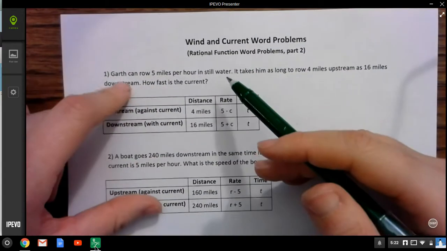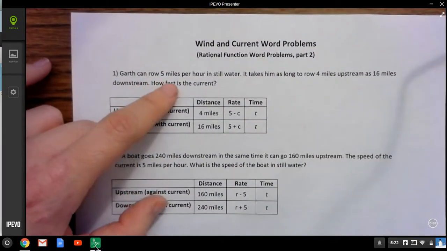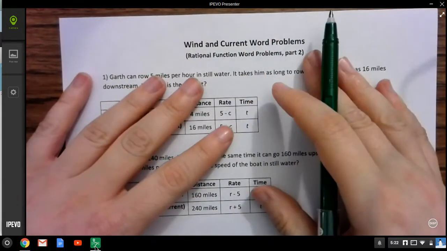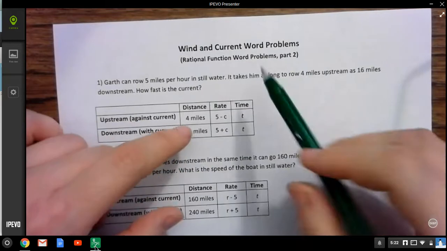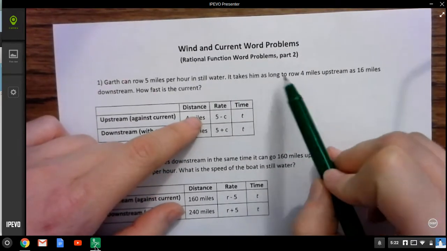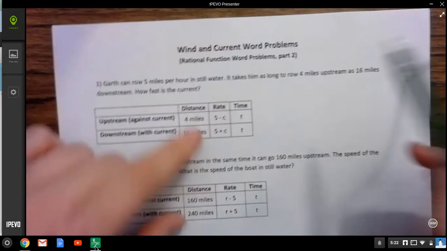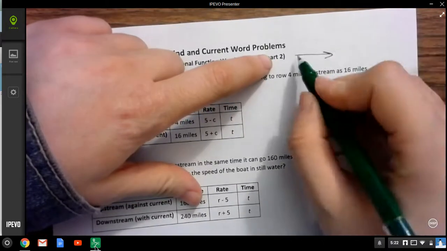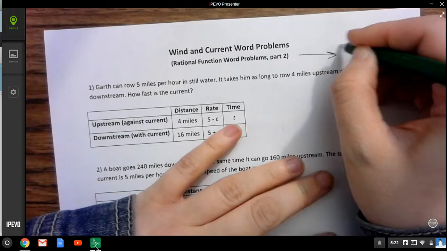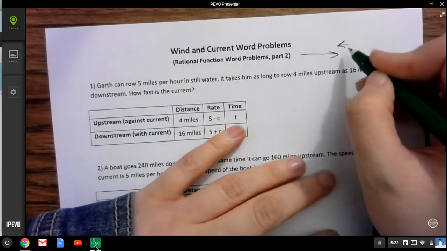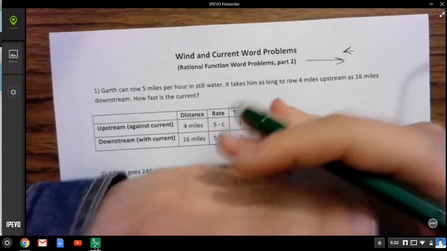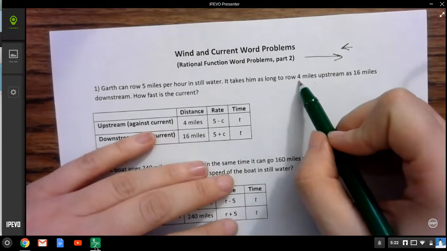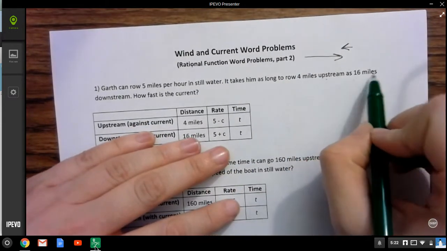On number 1, we've got Garth can row 5 miles per hour in still water. So basically, if the water was not moving at all, he would go 5 miles an hour. It takes him as long to row 4 miles upstream. If your stream is moving that way, upstream means like this. So you're moving against the current. The current is fighting you, which makes you move slower. So it takes him as long to row 4 miles upstream as 16 miles downstream.